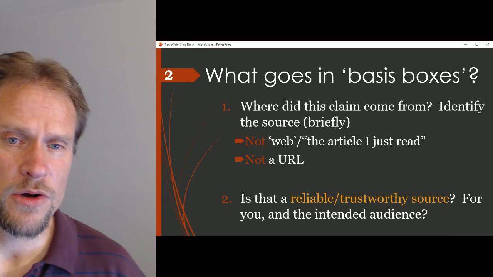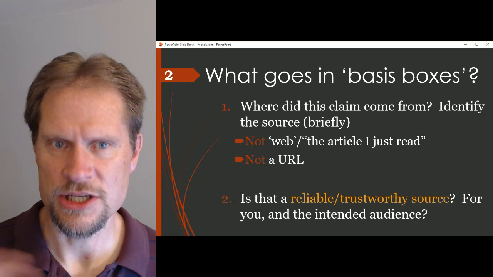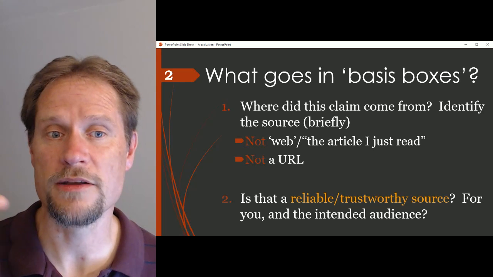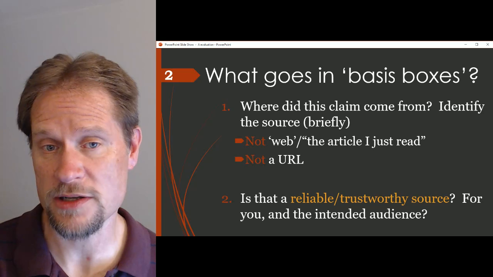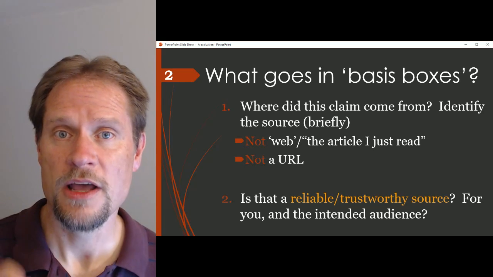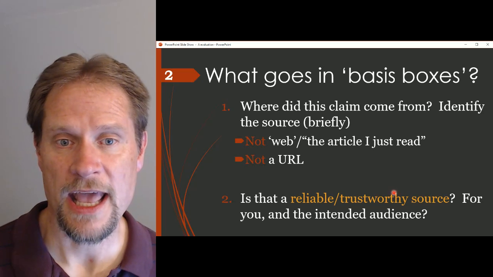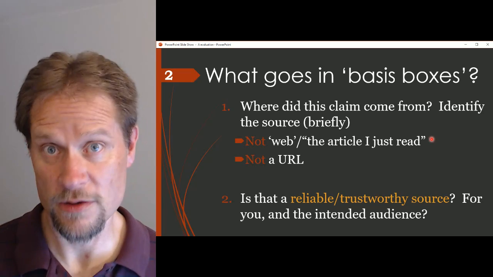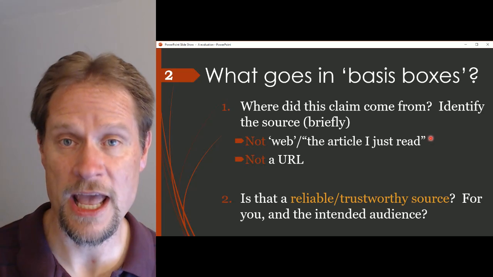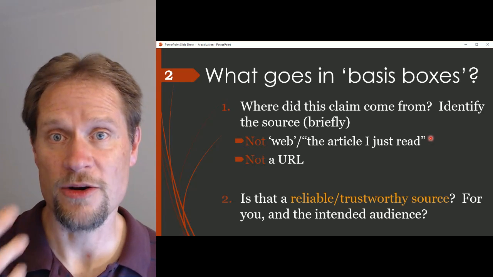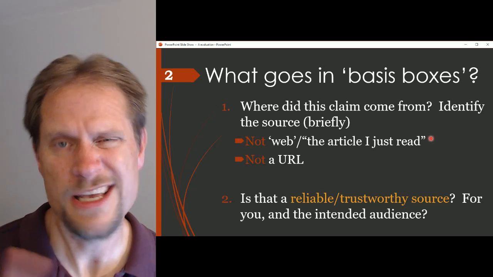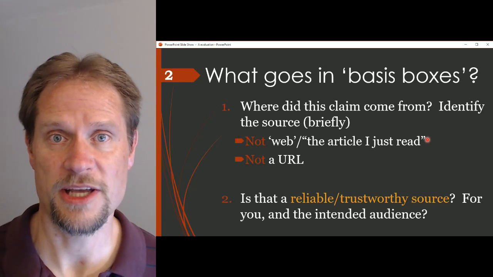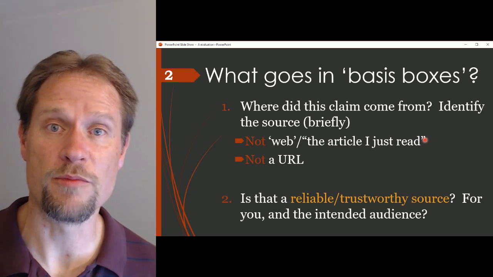Okay. So let me tell you just a little bit more in general about what goes into basis boxes. The very first thing, you do have to be specific about where the claim came from, right? So you have to pick the category of basis box, but then you have to be specific about the actual place it came from, all right? And it's not sufficient to say, well, the claim came from the article that I read. So for instance, when you're trying to evaluate your listicle, you are not going to say that the source for all of those claims is the listicle that you just read. You need to find out where the author of the listicle got their information, got those claims. Okay, so you have to go back one more step.